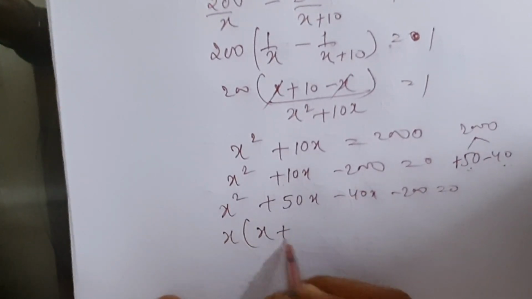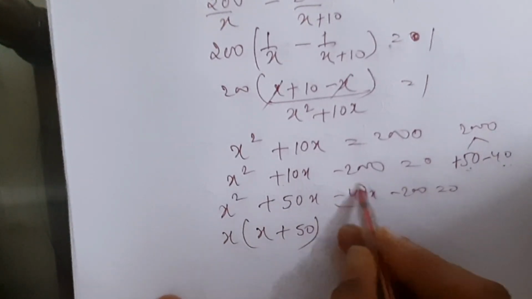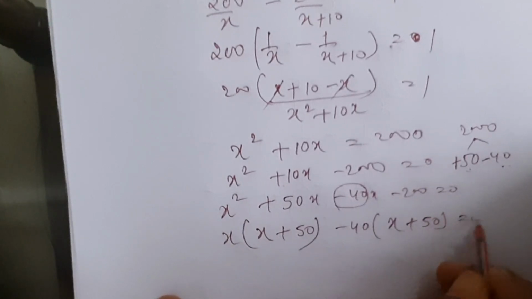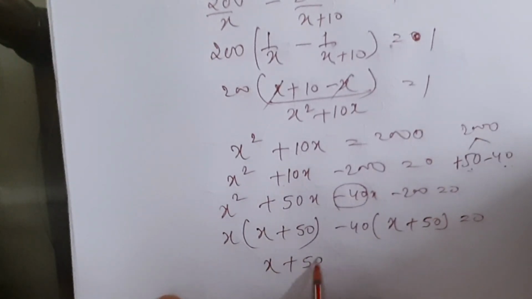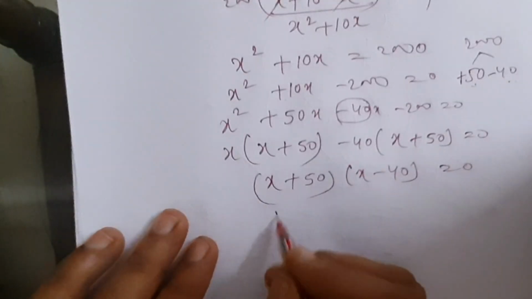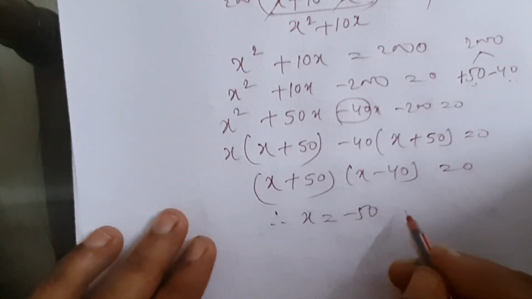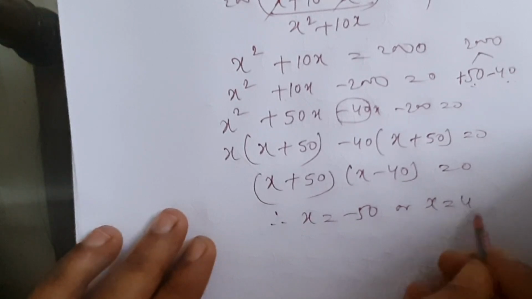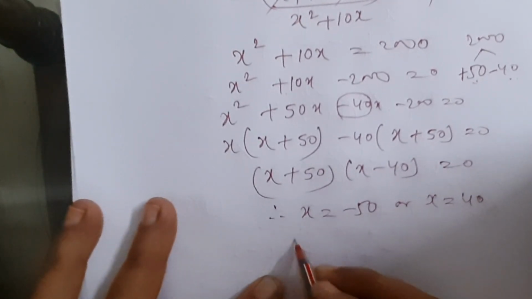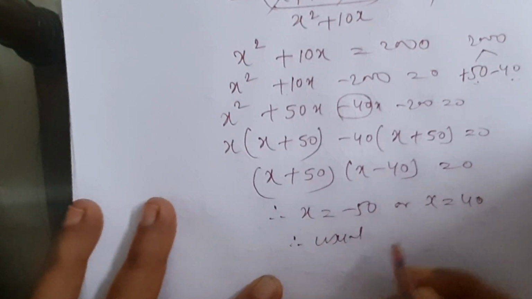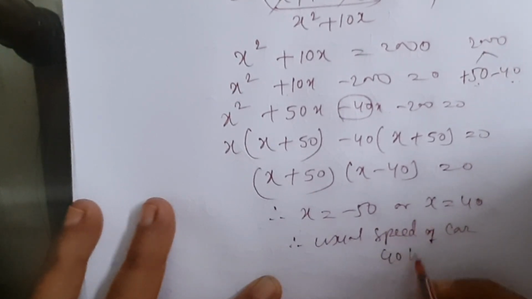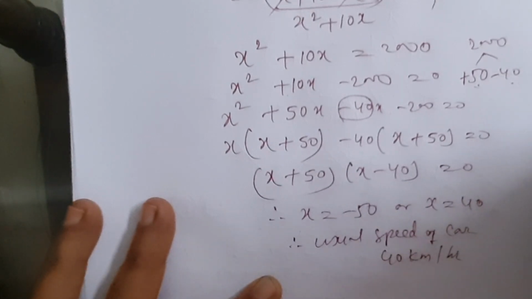X is common, so it is x plus 50, take out minus 40. Again it is x plus 50 is equal to 0. X plus 50, x minus 40 is equal to 0. Therefore x is minus 50 or x is 40. Speed cannot be negative. So the speed is 40 km per hour. Therefore usual speed of car is 40 km per hour.